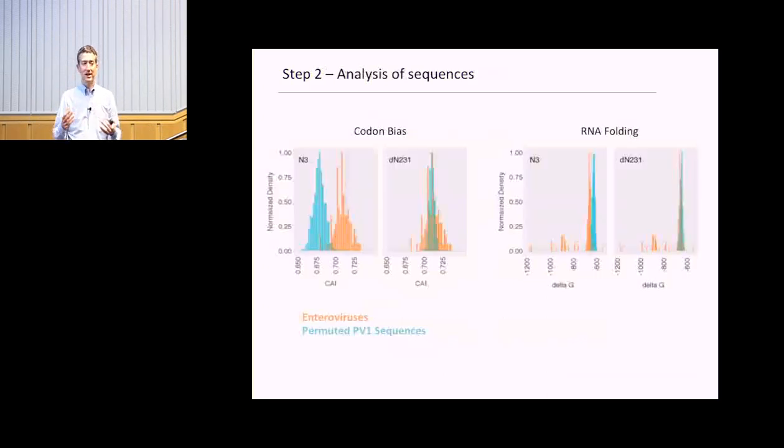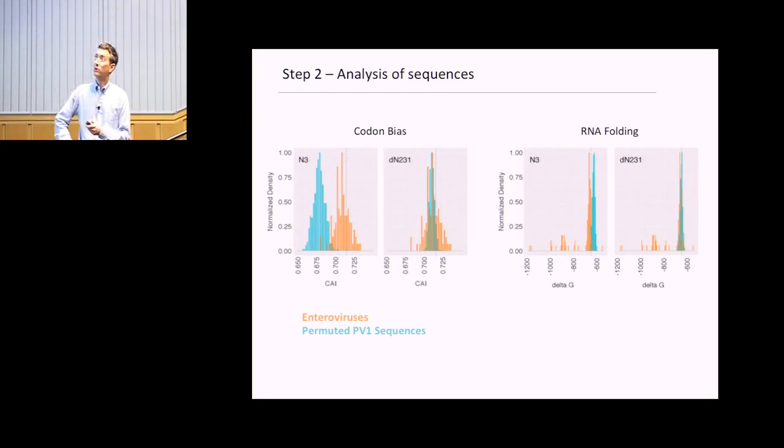And then the second step is analyzing the sequences. I don't think we came up with any of these metrics on our own. We basically used existing tools. So, for example, you can measure the codon bias via the codon adaptation index or the effective number of codons. We used both M-fold and Vienna RNA to measure the free energy of RNA folding across our sequence. We measured dinucleotide bias, we measured codon pair bias, et cetera.